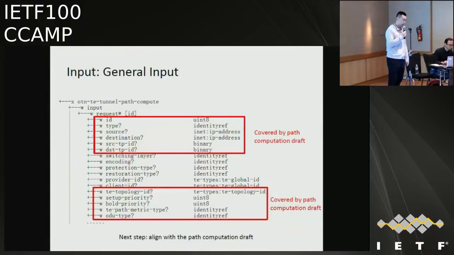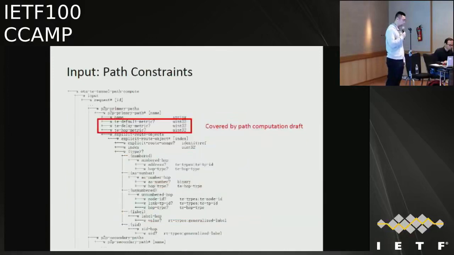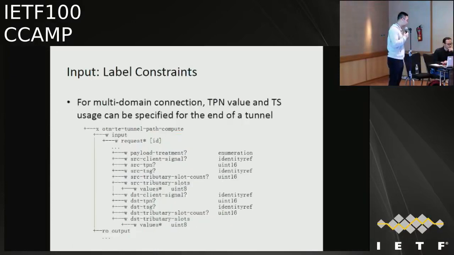So may remove this attributes. And next, thanks. And for the path constraint part, for the primary path or the secondary path, we use the ERO, explicit route objects, to describe the path, segment of paths. And next, thanks. For the label constraints, it's the same as the OTN tunnel model, the data model, to describe the end of the tunnel or of this path.